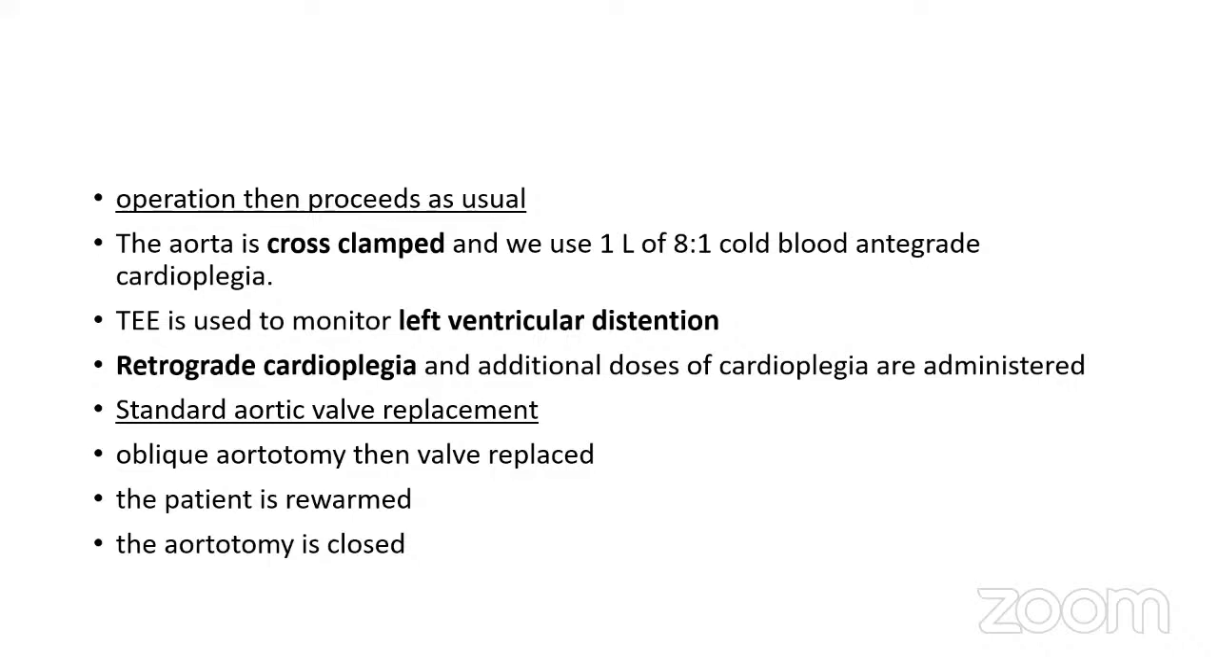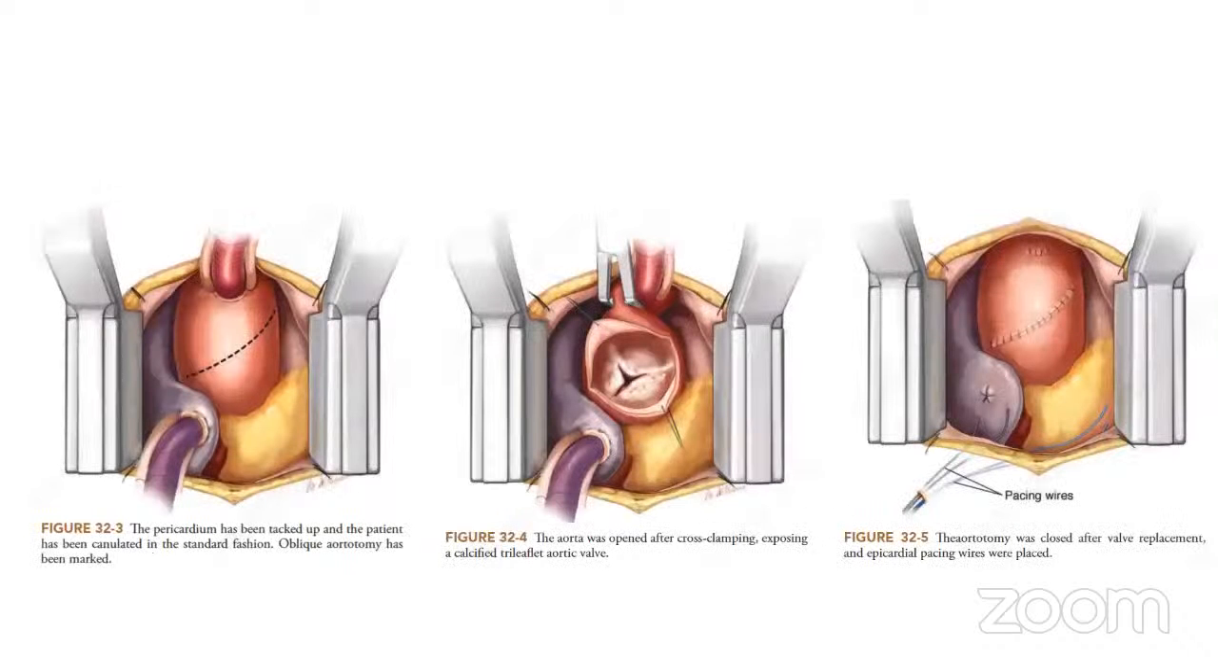The aortic cross clamp is applied. After that, we go for cold blood antegrade cardioplegia with TEE monitoring for left ventricle distension, and retrograde can also be administered. Then standard aortic valve replacement goes on with an oblique aortotomy going to the non-coronary cusp. Suspend the commissures and inspect the valve, then excise the valve and replace it with the appropriate valve.